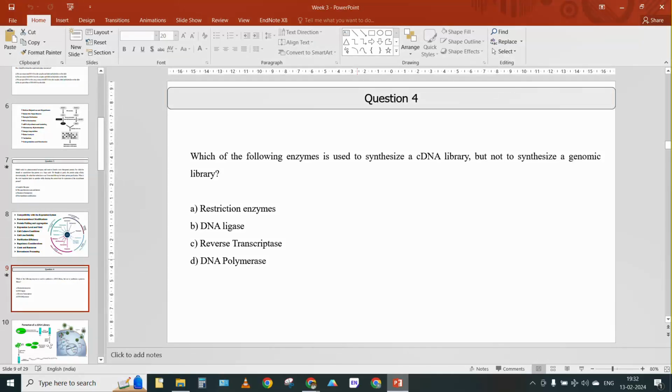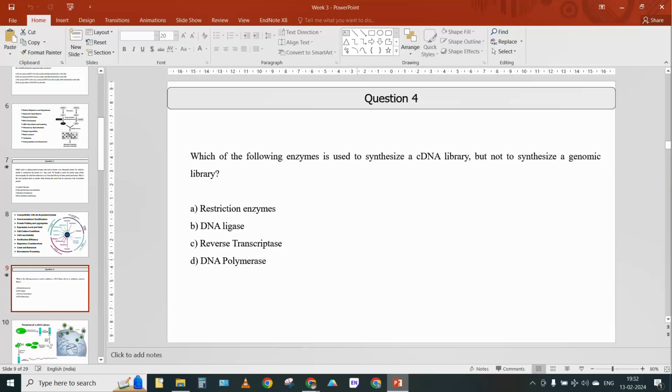Sir, I guess reverse transcriptase. Okay, and the reason behind reverse transcriptase? The answer is correct. I'm asking the reason why did you say reverse transcriptase? The answer is correct. It is reverse transcriptase.